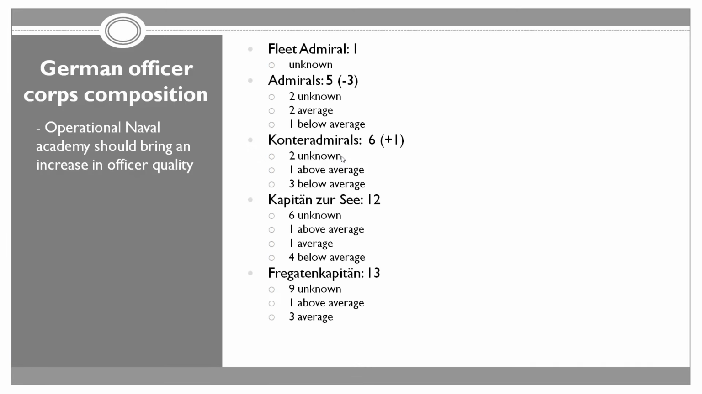And the officer corps, we actually lost quite a lot of admirals this year. They retired, so we are down to five. We now have six contre-admirals, one more than we had before, and the amount of capitaines de frégate and capitaines de vaisseau is the same as before. But I kind of like this, the way it is set right now. 5, 6, 12, and 13 is a pretty good amount of officers.